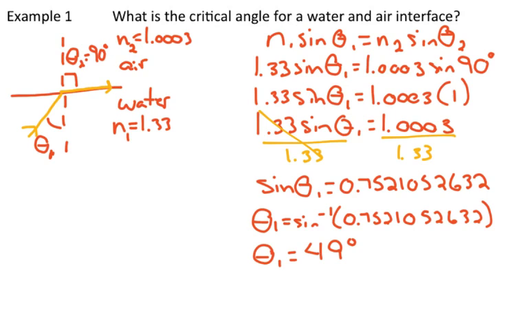So what this means, any light that is shone from water into air at an angle less than 49 degrees will actually pass through the water into the air. If the angle of incidence is greater than 49 degrees, then the light will actually be totally internally reflected inside the water. None of it will pass into the air.